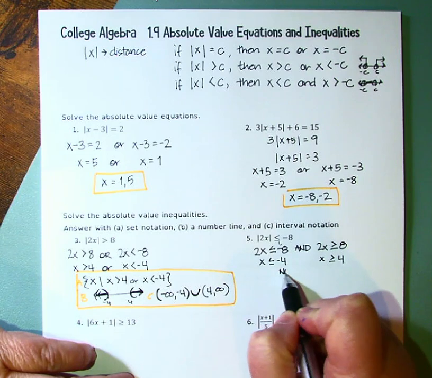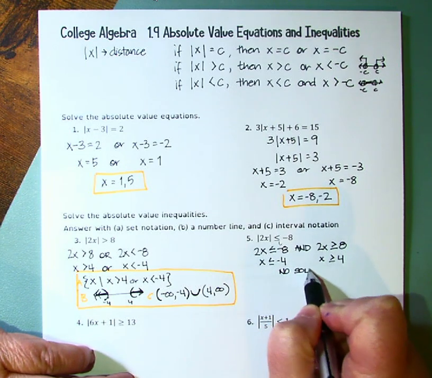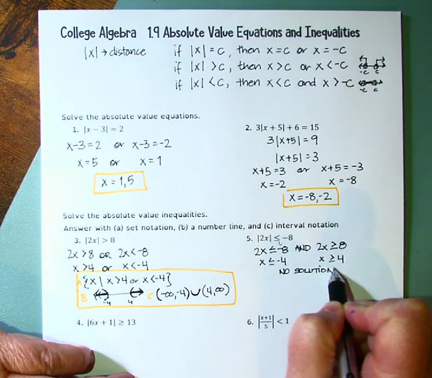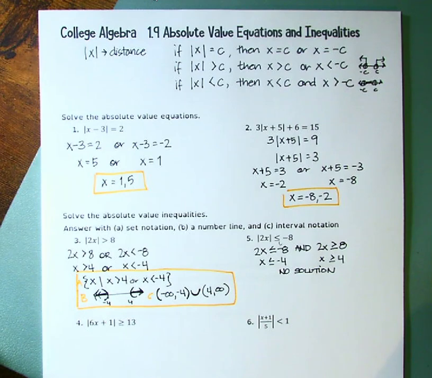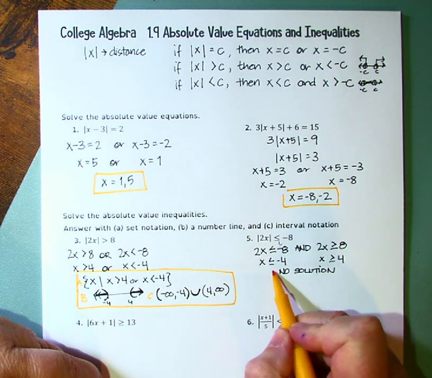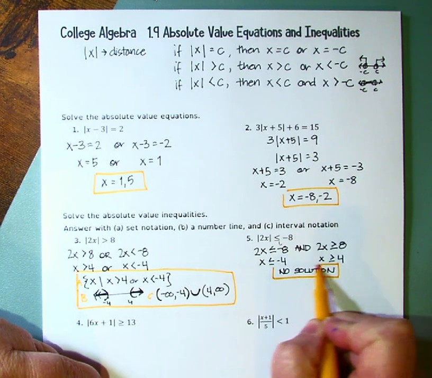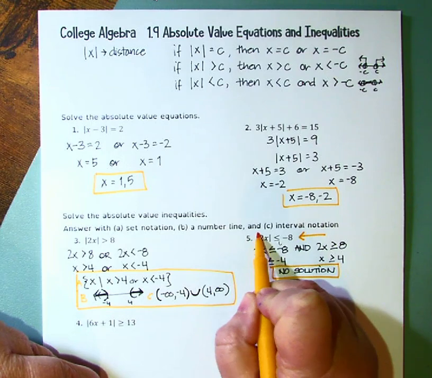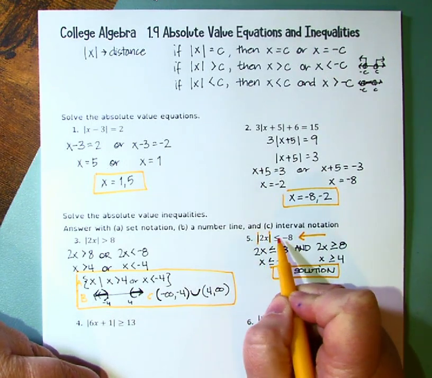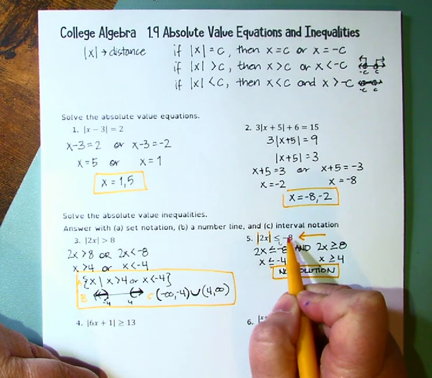This just cannot happen. There is no number that works there. This is a no solution. Sometimes with inequalities, it just can't exist. This particular problem goes against the definition. Look at what we have here. Do you see how we have the absolute value and we have that it is less than or equal to a negative 8?